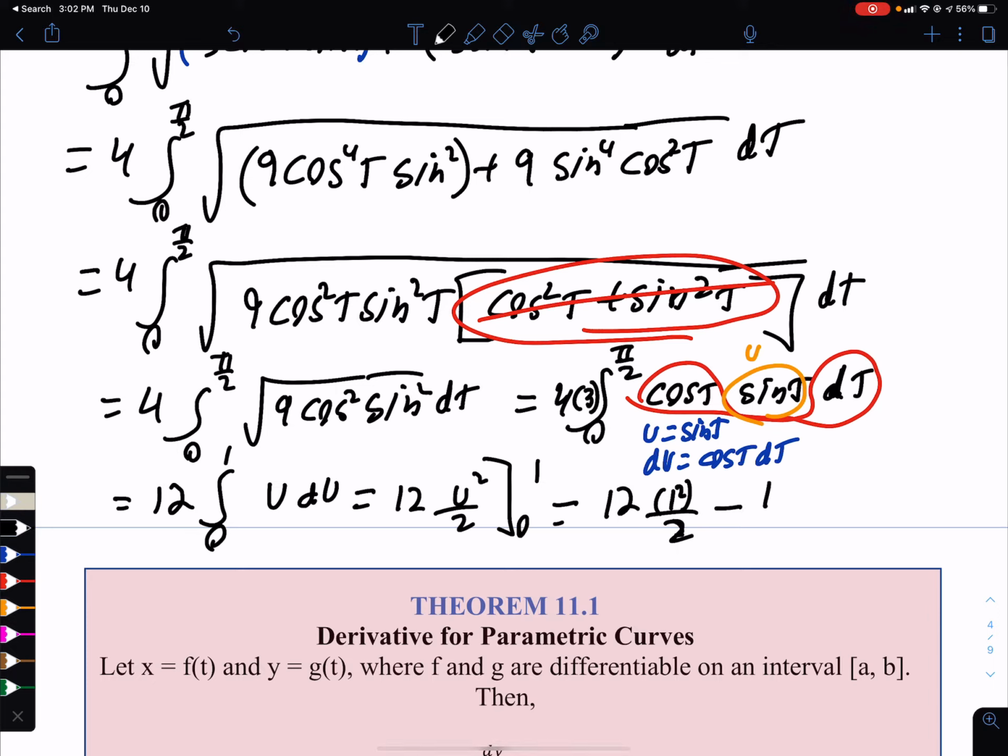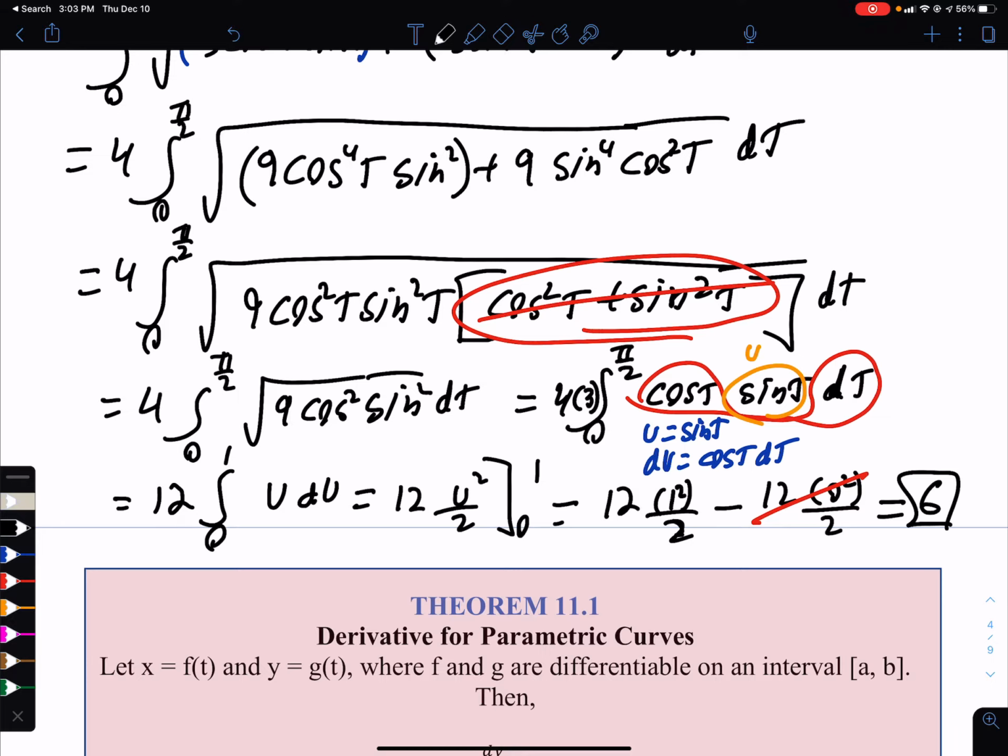Then plug in 0. Well, that's going to be 0. So our answer is going to be, what is that? Is that a 1 squared? I think, yeah, it's a 1 squared. So that's going to be 6. The answer is 6. That's my answer, and I'm sticking to it.